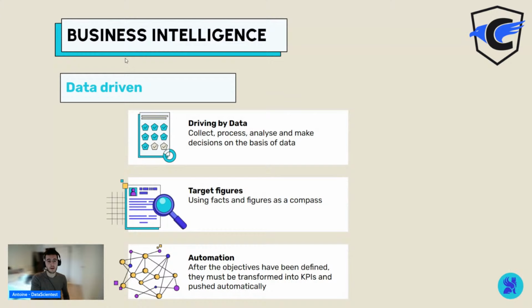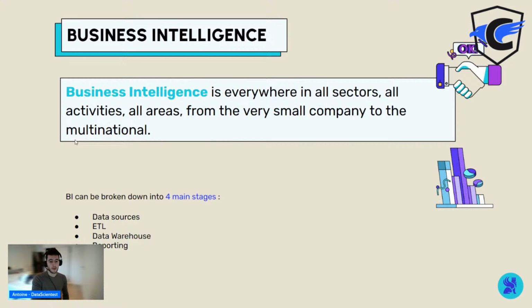Today, we won't see Power Automate or Make. We will see another tool, Power BI, and we will see why it's a very good tool for the business intelligence. So this BI, business intelligence, can be broken into four main stages.